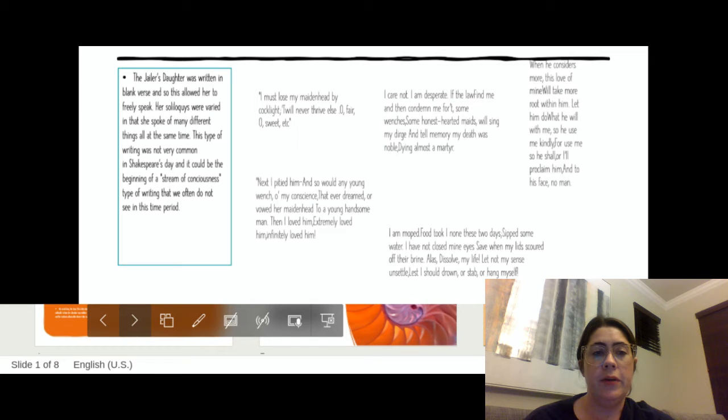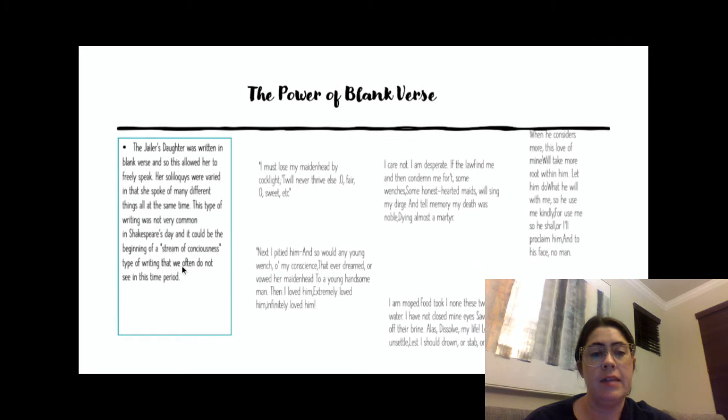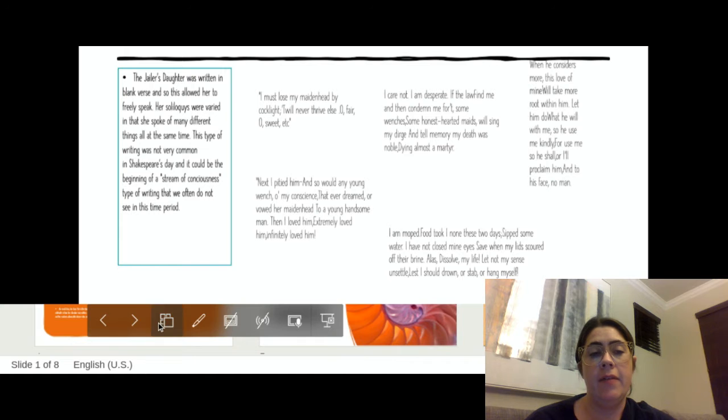Her soliloquies were varied in that she spoke of many different things all at the same time. This type of writing was not very common in Shakespeare's day, and it could be the beginning of a stream of consciousness type of writing that we often do not see in this time period.